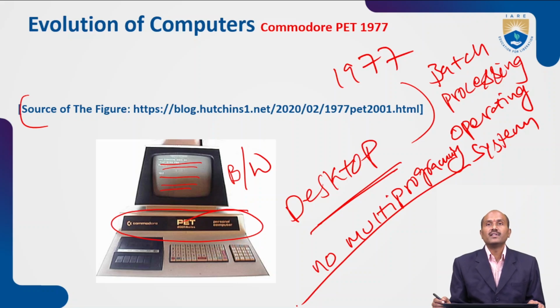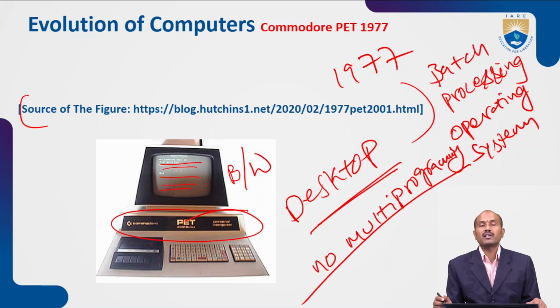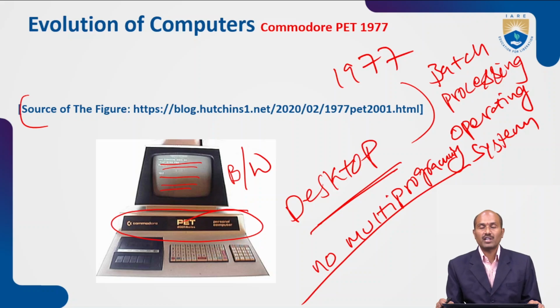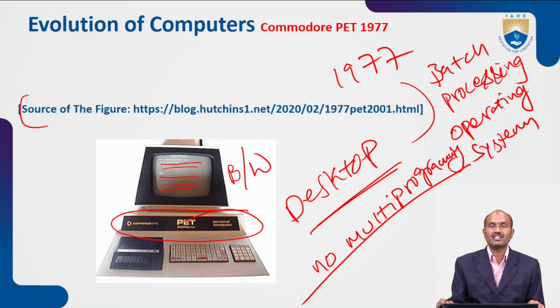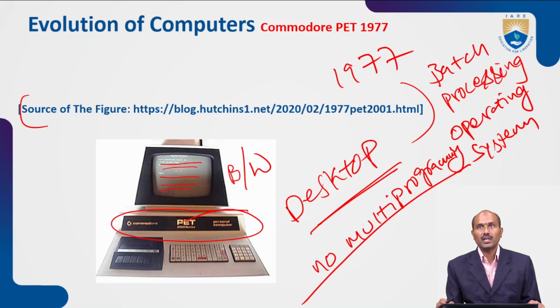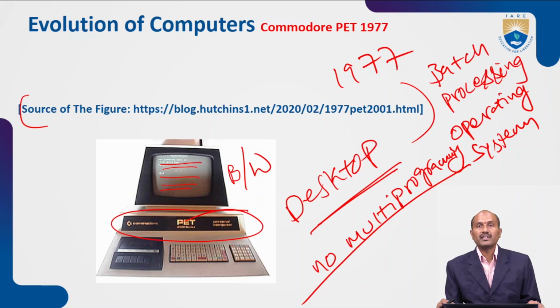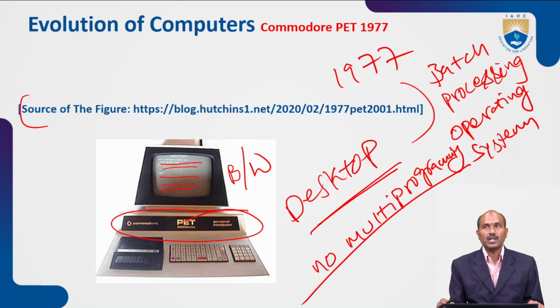But there was one flexibility in working with this computer, because it is a desktop computer, its size is reduced, and the energy needed to work with it is reduced. Power consumption was reduced with this computer. This PET computer was invented in 1977, but there is no multi-programming in this computer.